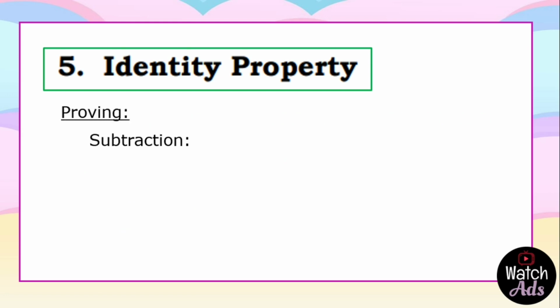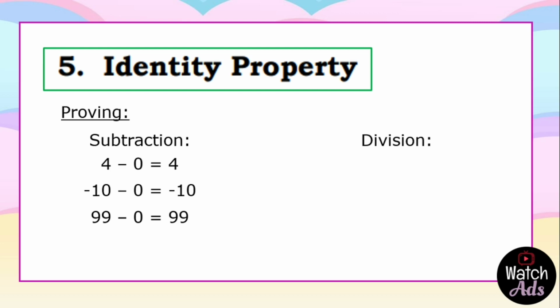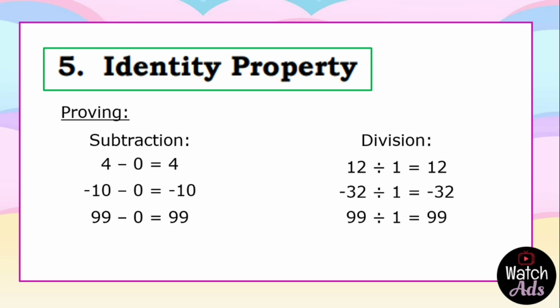Let's try in subtraction. We all know that if we subtract 0 from any number, the difference is the number. So the identity property of subtraction is 0. For division, dividing any number by 1 gives us the number. Now the identity property of division is 1.